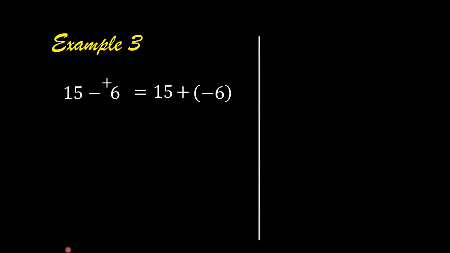Example number 3. 15 minus 6. It is understood the sign of 6 is positive. So change subtraction to addition, 15 plus. Then change the sign of positive 6 from positive to negative. So we have now 15 plus negative 6.